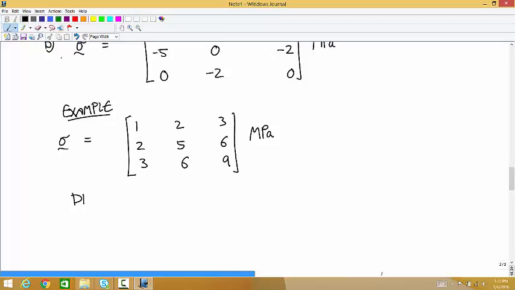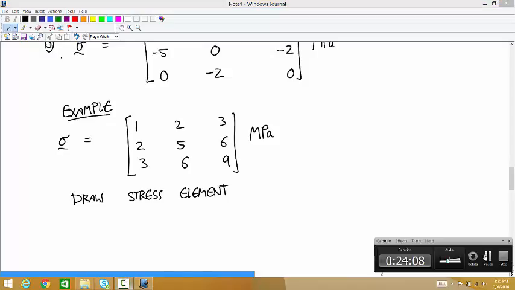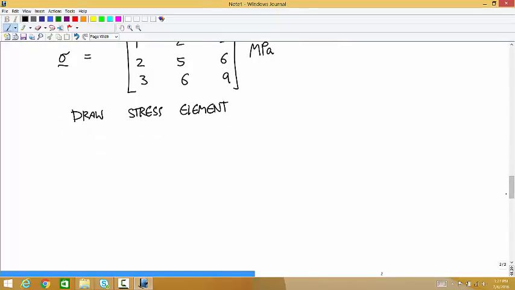Okay, so draw the stress element for this stress tensor. Why don't you take 2 minutes, see if you can think through this, and then I'll go through it. Okay, so there's the stress element.